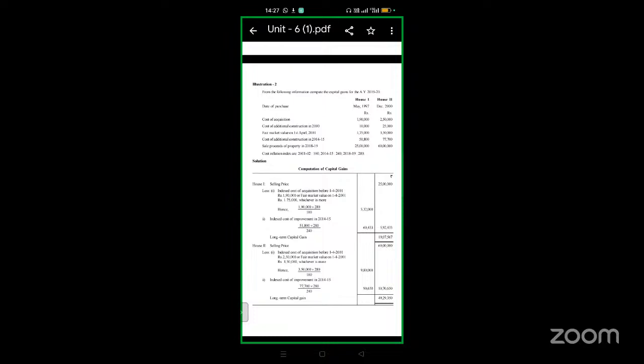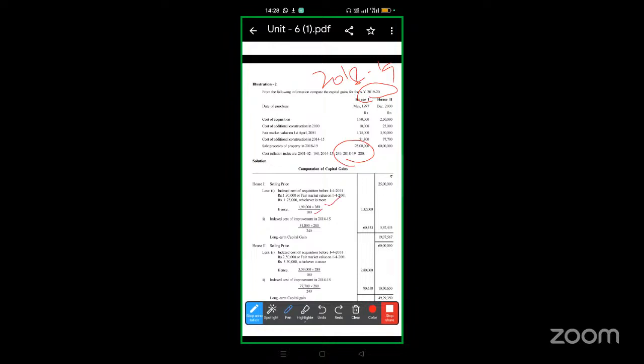And here the fair market value is less, so the higher one is the cost of acquisition, 1,890,000, into the index value. In that period they have given 1920 index value, meaning 1890. Here the previous year is 1890 in this problem. So the two values are divided by the year in which the asset is purchased, and the asset was purchased in 2001-02, and in 2001-02 the index value is 100.